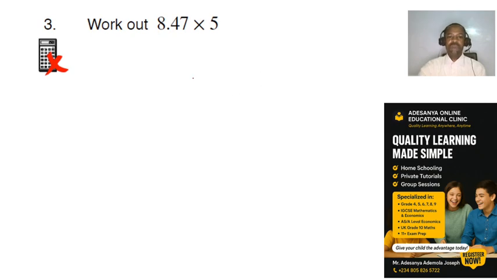For this third one, we have 8.47. So pretend as if the decimal point is not there: 8, 4, and 7. Then you multiply with what? With 5. Mind you, 5 multiplied by 7 will give me 35. Then you write 5. So you put 3 on top of 4. So you multiply 5 with 4. That will give you 20 plus 3. That is 23. You write 3.